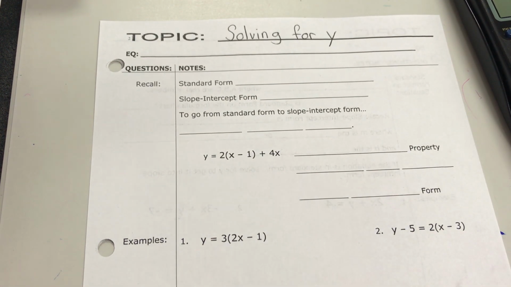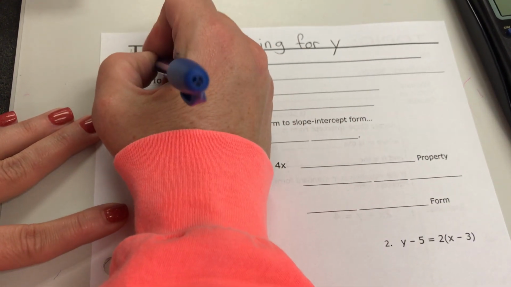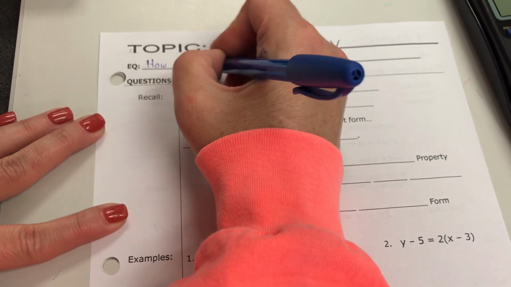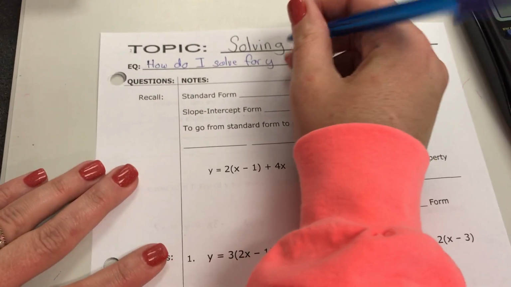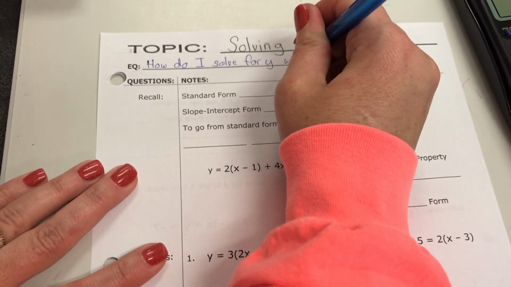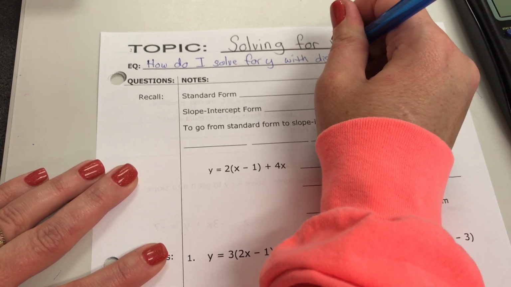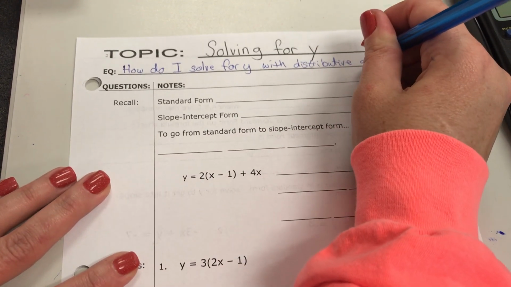Today's lesson is over solve for y. All right? And the question is, how do I solve for y with distributive and combine like terms?